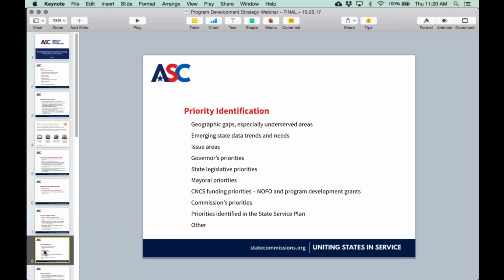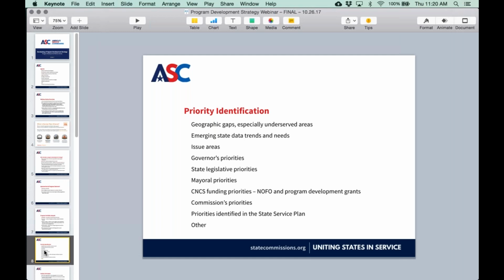The next one, I think an obvious one certainly, but something that we should always consider in thinking about the priorities we want to pursue, is what are the corporation's priorities? What are they outlining in the NOFO as priorities? And also, what are they signaling to us via the program development grant priority areas as well? I think that those are pieces that we should definitely be considering in all of this.